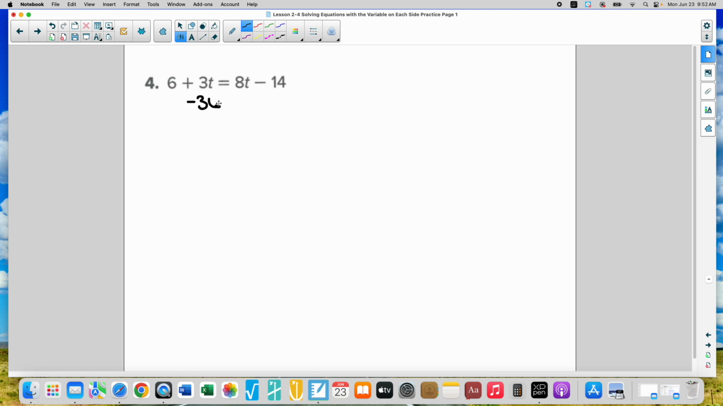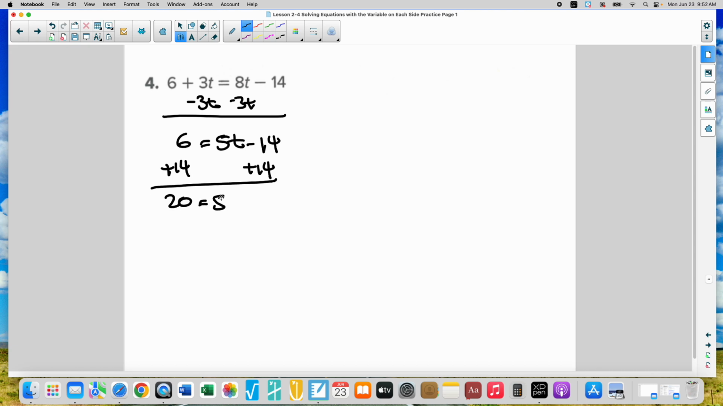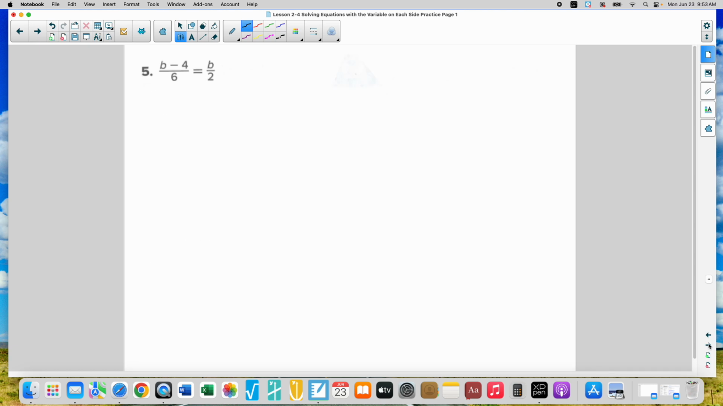I'm going to subtract 3t. 6 equals 5t minus 14. We'll add 14 to both sides. 20 equals 5t. Divide by 5. We get 4 equals t. And notice my variable's consolidated on the right side. Doesn't change anything, doesn't make anything easier or harder.